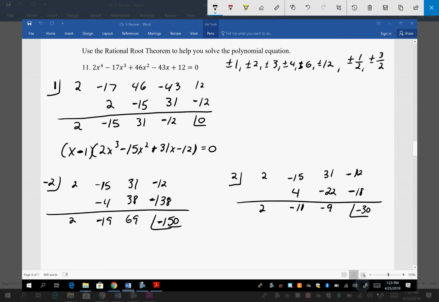So what's the next one? Please, let it be positive. You think it's going to be a fraction? Ye of little faith. 2 times 3 is 6. Negative 15 plus 6 is negative 9. That's negative 27. That's 4. 4 times 3 is 12. Woo! We got it. We got our second one. Only 2 more to go.